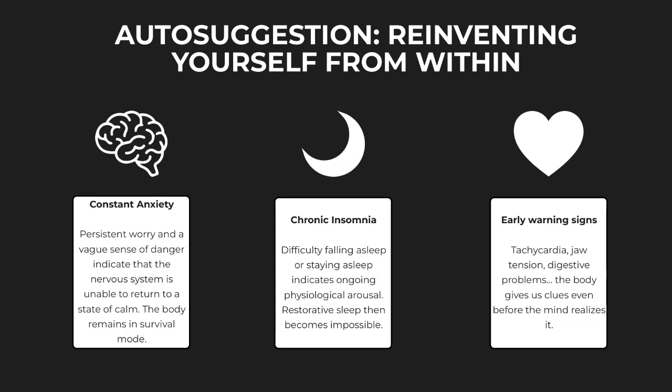Here, we explore some of the key internal signals that show when our nervous system is under stress. Constant anxiety reflects a state where the body can't return to calm, keeping us stuck in survival mode. This persistent worry affects both mind and body, making it hard to relax. Chronic insomnia is another important sign. When falling or staying asleep becomes difficult, it means the body is still physiologically activated, preventing truly restorative rest. Finally, early warning signs like rapid heartbeat, jaw tension, or digestive issues are the body's subtle clues that stress is present, often before our conscious mind even notices. Recognizing these signals is the first step in reinventing ourselves from within.